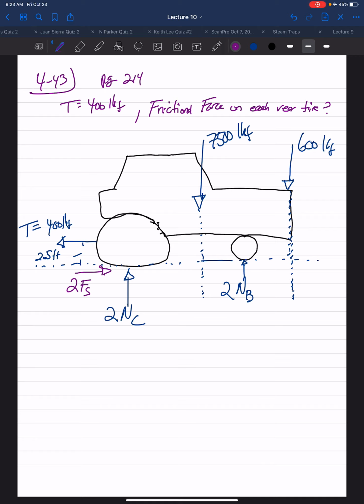All right. So if we start then with some of our forces in the X direction, you have 2 F sub S minus 400-pound force.